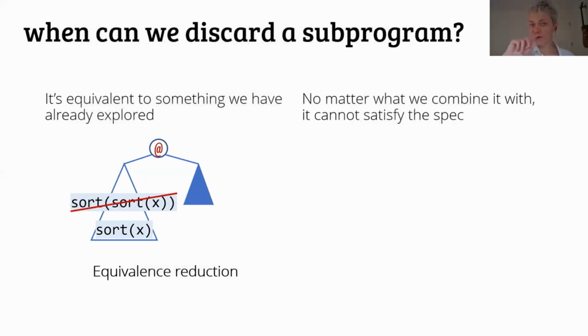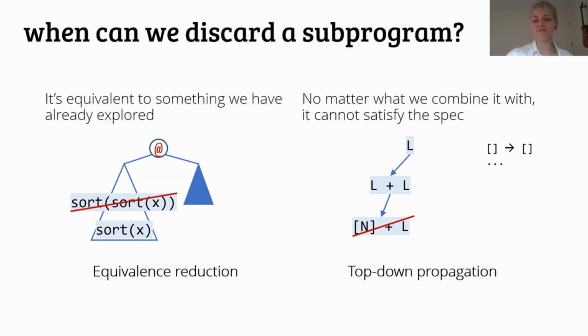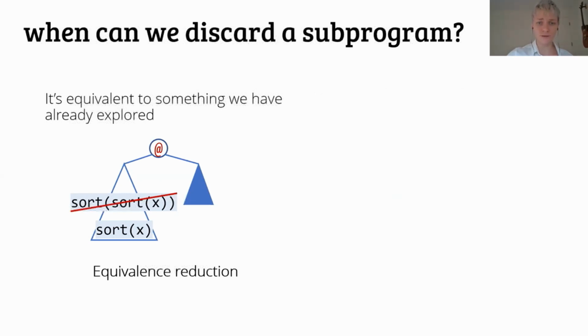Another way of pruning the search is if you know that no matter what you combine this program with, there's no way to satisfy the specification. For example, if one of your examples says that an empty list should map to an empty list, and then your incomplete program is something like a singleton list with n in it plus some other list L, it doesn't matter what n is and it doesn't matter what L is, this program cannot possibly satisfy this example, because we need to get an empty list and we will not get one from this program. This family of pruning techniques is called top-down propagation, or top-down specification propagation.